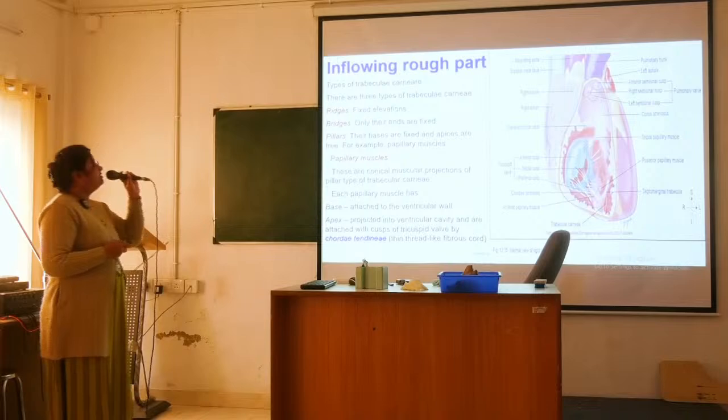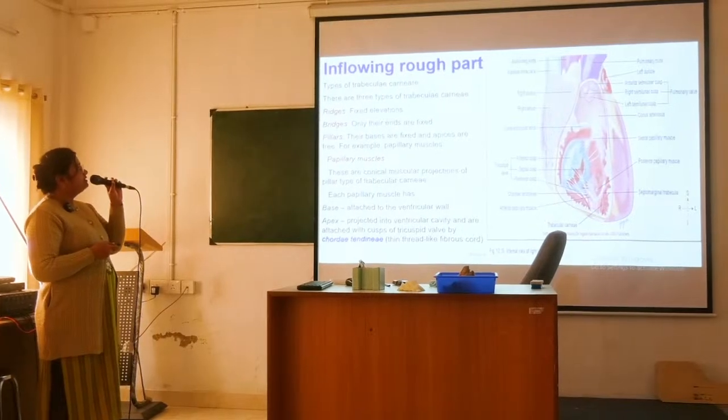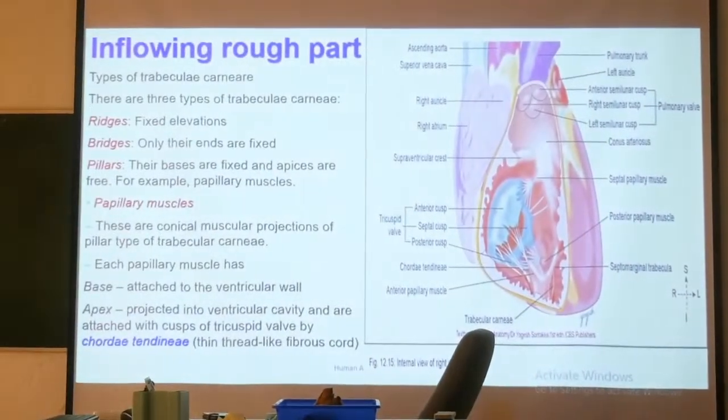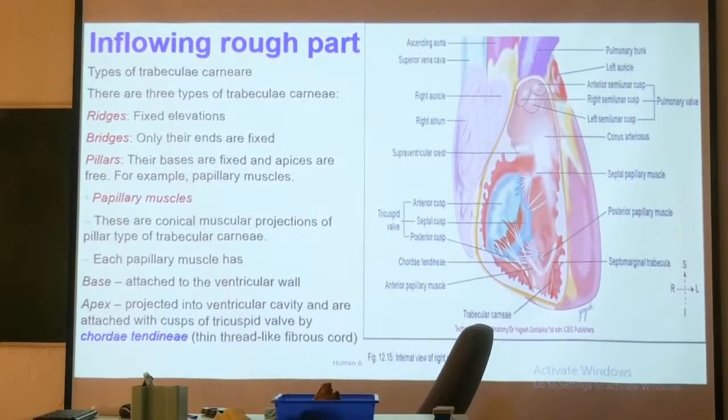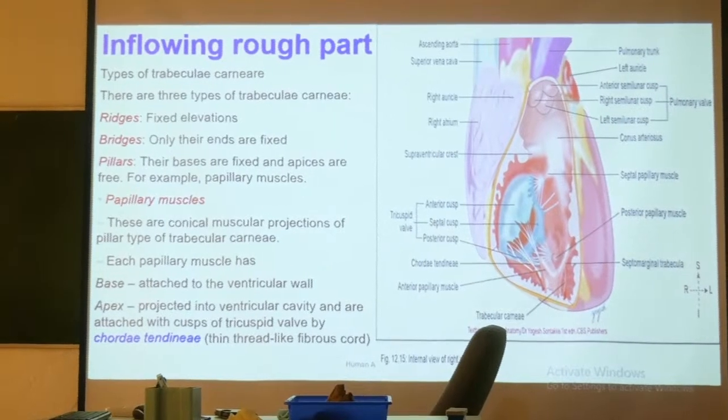So types of trabeculae carneae, three types. Ridges are fixed elevations, bridges only their ends are fixed, and pillars the bases are fixed, apices are free. Examples are papillary muscles. This is the description of the papillary muscle. These are conical muscular projections, pillar type of trabeculae carneae, and each papillary muscle has a base.